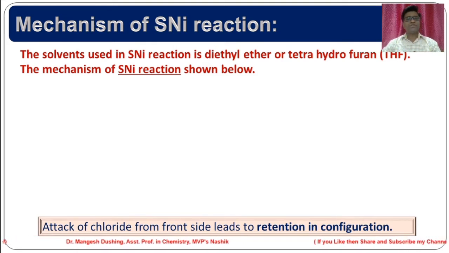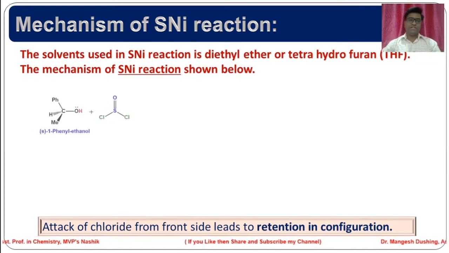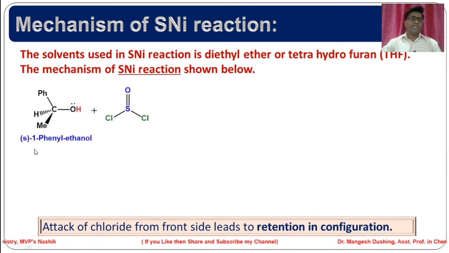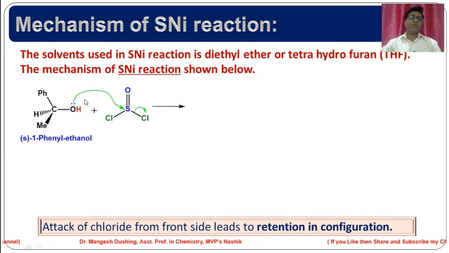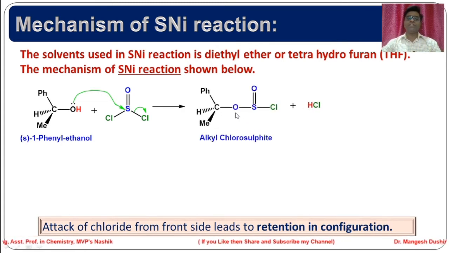The solvent used for the SNi reaction is diethyl ether or THF, tetrahydrofuran. So what is the mechanism? Suppose this is our substrate, that is S-1-phenylethanol, and this is our reagent, that is thionyl chloride. In thionyl chloride, sulfur is electron deficient, so it acts as a Lewis acid, while this acts as a Lewis base. So the lone pair of this oxygen donates to the sulfur, and one of the chlorines will leave. The Cl minus takes this proton, the byproduct is HCl, and we will get this substrate, that is alkyl chlorosulfite.